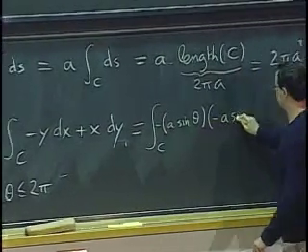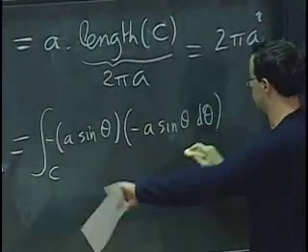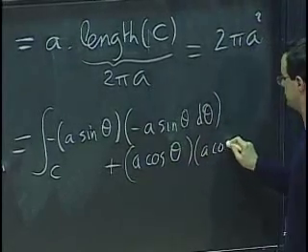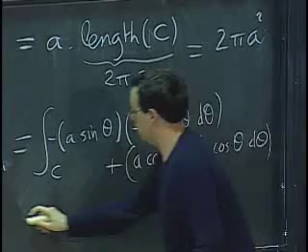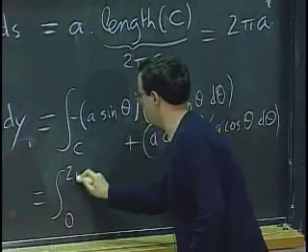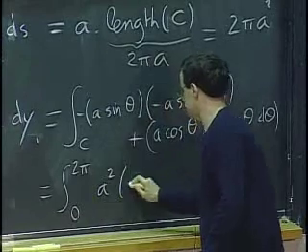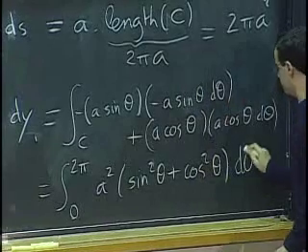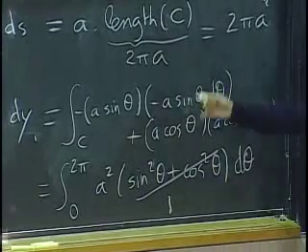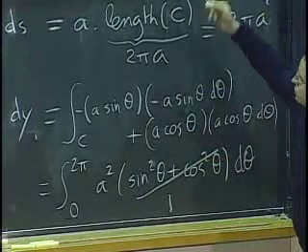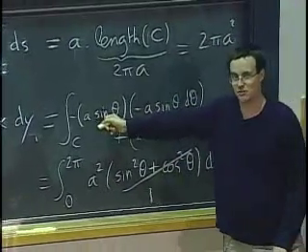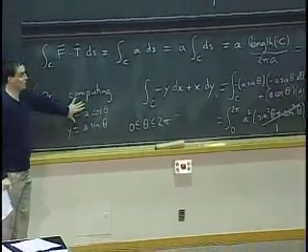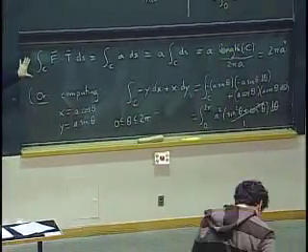dx is negative a sine theta d theta, if you differentiate a cosine, and dy is plus a cos theta d theta. Well, you'll just end up with the integral from 0 to 2 pi of a squared times sine squared theta plus cosine squared theta d theta. That becomes just 1, and you get the same answer. It took about the same amount of time because I did this one rushing very quickly, but normally it takes at least twice the amount of time to do it with a calculation. So that tells you sometimes it's worth thinking geometrically.